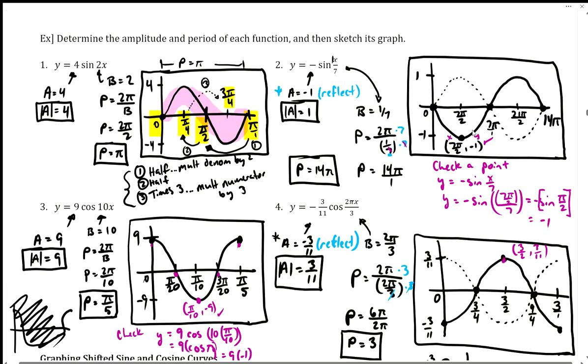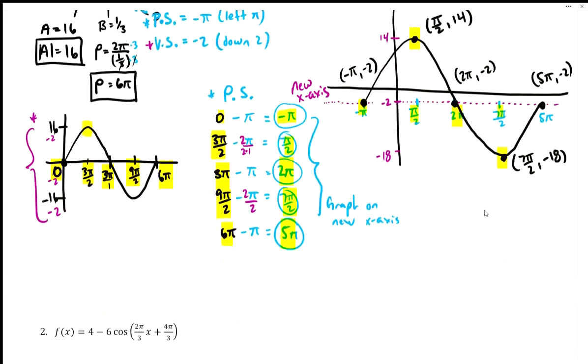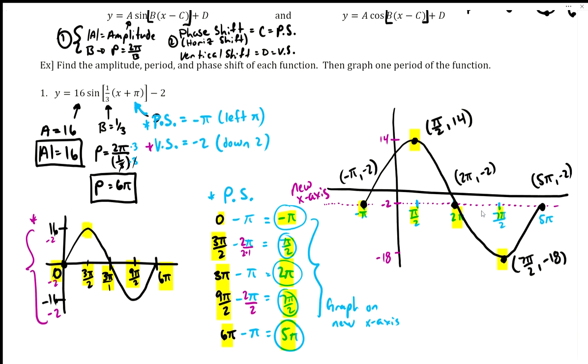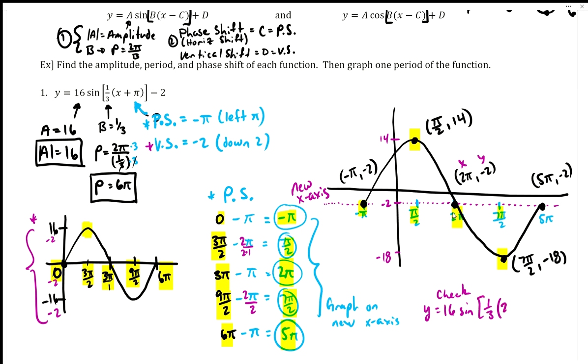Okay, so like this in the purple, you can always check a point to make sure it works well. So for instance, if we plug in, I'm going to do this one. That's an x and y. I should get the y value of -2. So let's see. So when I plug that in, I've got y equals 16 sine of 1/3. And then x is 2 pi that we're plugging in, plus pi, and then minus 2.